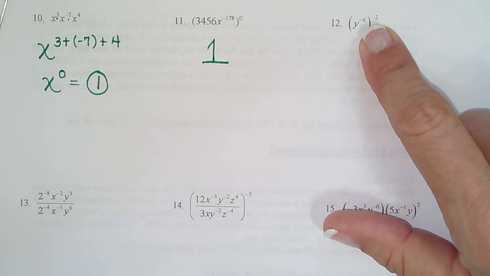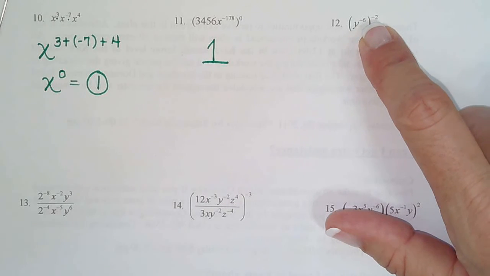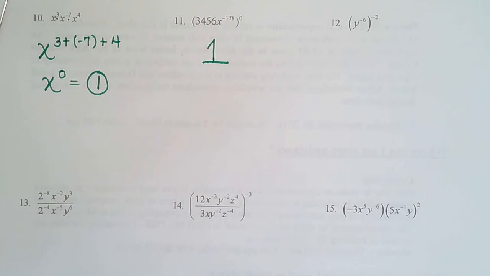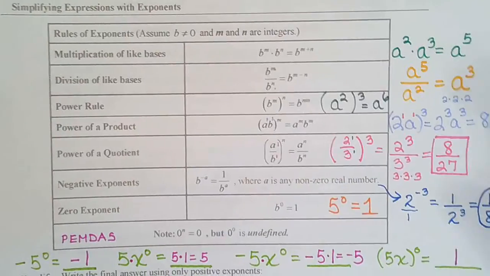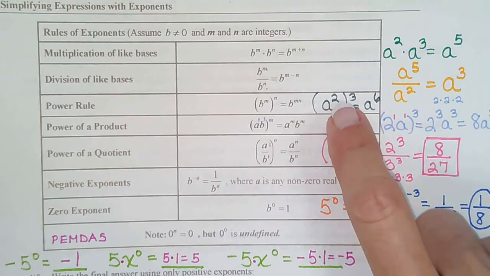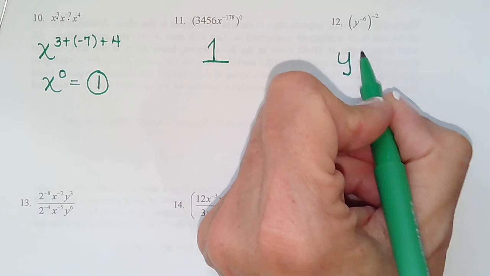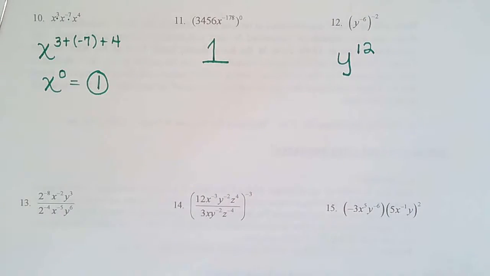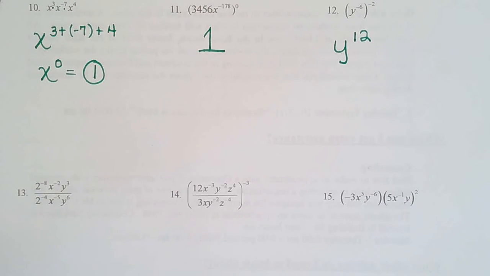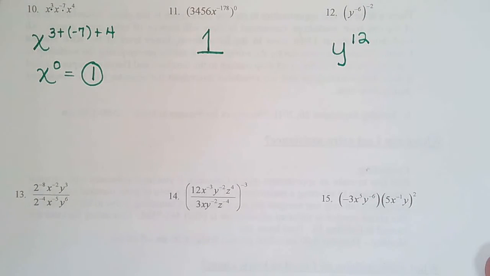This is a direct application of the power rule. The power rule says whenever you have a number outside parentheses, you multiply them. So see this? 2 times 3, 6. So this is going to be y -6 times -2, positive 12. Nice, huh? And now we jump into the little bit more rigorous problems.